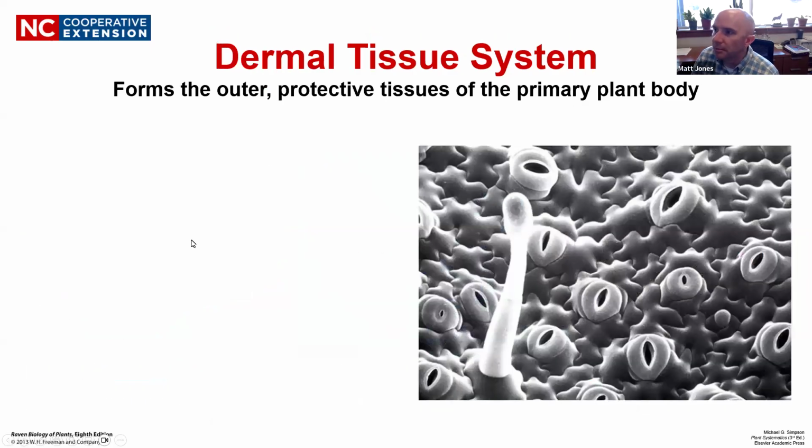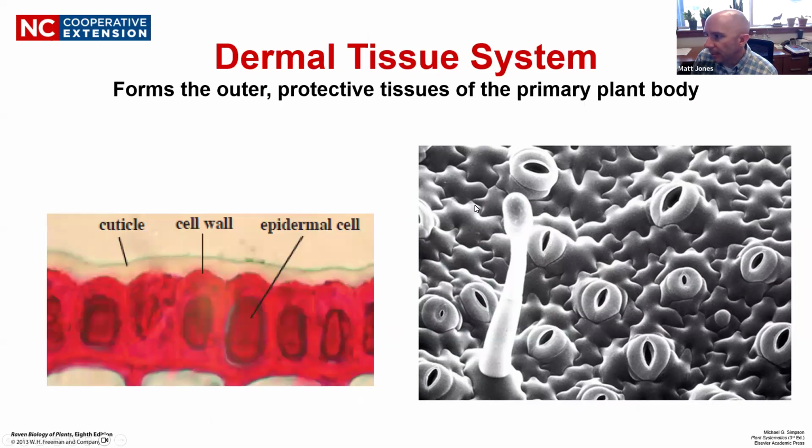The dermal tissue system forms the outer protective tissue of the plant body. So, as the name implies, it's kind of like our skin, but it's the layers of cells on the exterior of the body. And they often are very tightly packed together. Like this is from a leaf, and you see they kind of fit together like puzzle pieces.